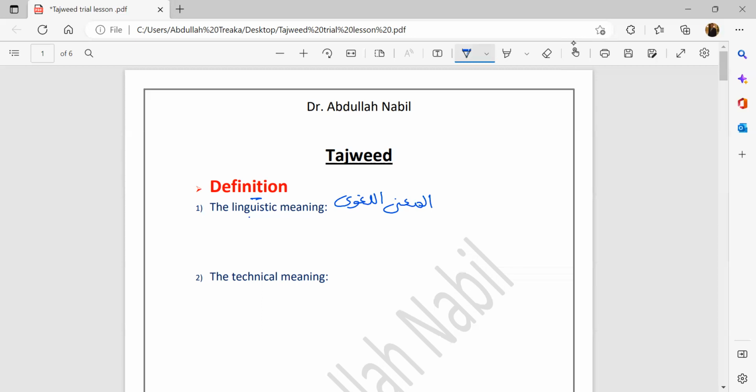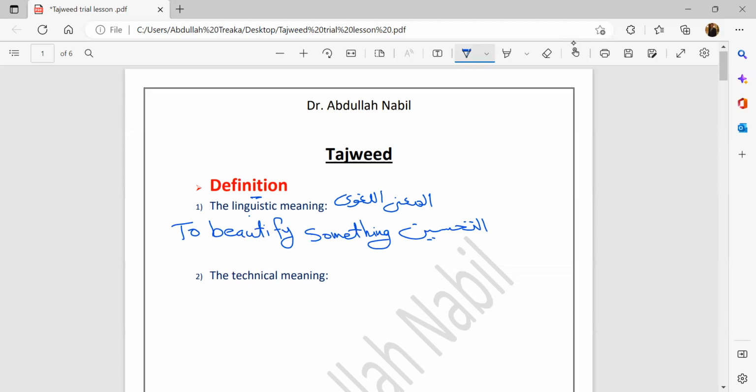So the linguistic meaning of Tajweed is التحسين. يعني التجويد المعنى اللغوي هو التحسين. تحسين is to beautify something. This is called Tajweed. This is the linguistic meaning.